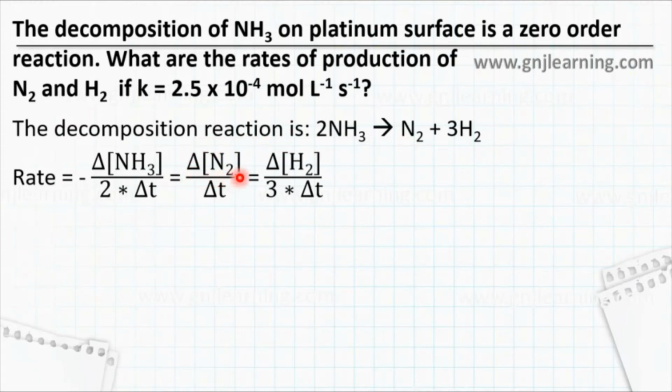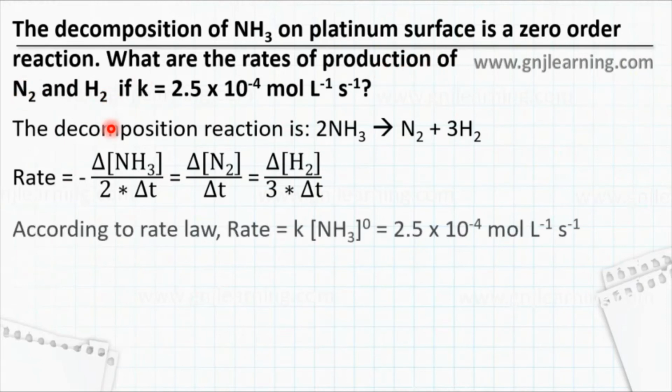the increase in the concentration of nitrogen divided by the time, and its stoichiometry is 1. And in the case of hydrogen, again increase in the concentration of hydrogen divided by the same time interval, all divided by its stoichiometry, that is 3. So you will get the rate. This is actually to find out the rate of production of N2 and H2.